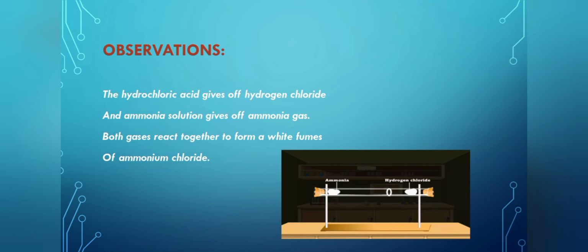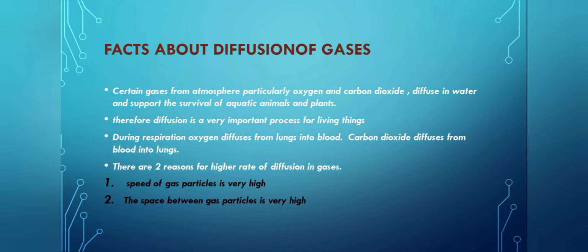Let's see some facts about diffusion of gases. Certain gases from the atmosphere, particularly oxygen and carbon dioxide, diffuse in water and support the survival of aquatic plants and animals. Therefore, diffusion is a very important process for living things. During respiration, oxygen diffuses from lungs into blood. Carbon dioxide diffuses from blood into lungs.